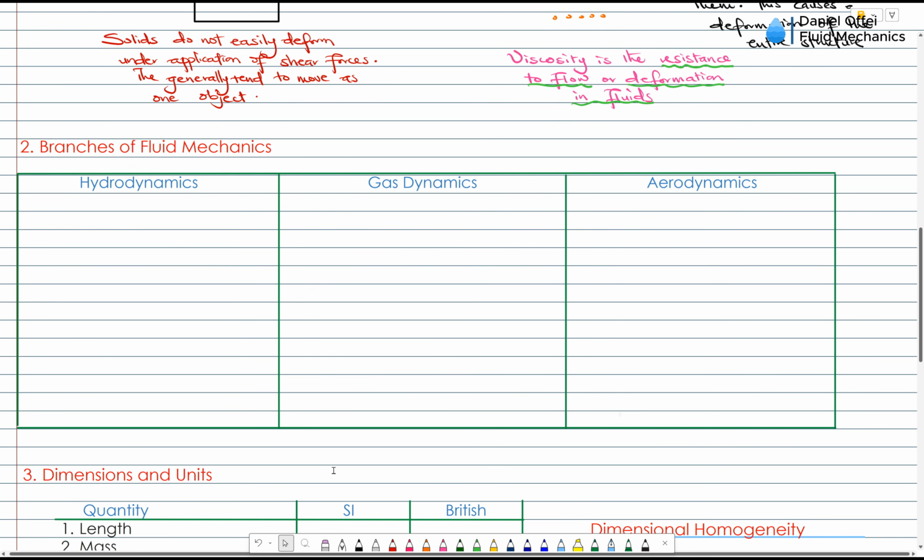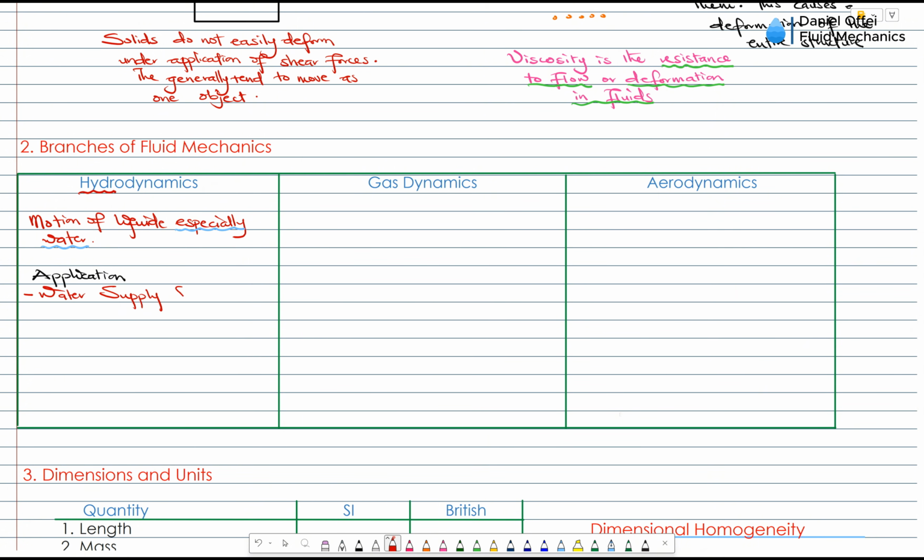Now let's look at the branches of fluid mechanics. There are three main branches that we can talk about. We have hydrodynamics, gas dynamics, and aerodynamics. So hydrodynamics is just one branch of fluid mechanics that deals with the motion of liquids, especially water. That is why it is termed hydrodynamics. So the hydro there is just for water. We can apply hydrodynamics in water supply systems, hydroelectric power, and then pipeline flow.